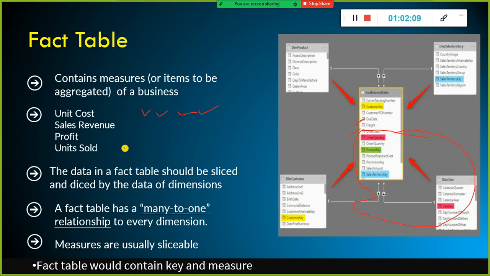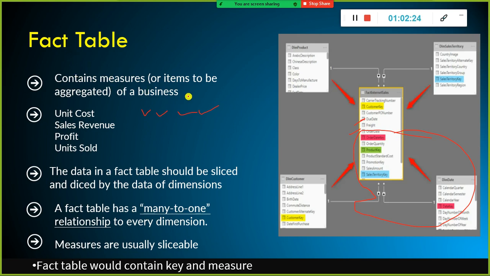So hope you understood what a data model is all about, and what is the importance of defining the relationship between the tables. Without that, it is not filtering the data correctly. Now you understood what a fact table is.